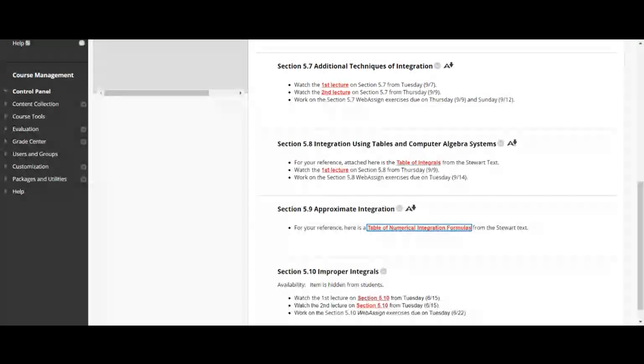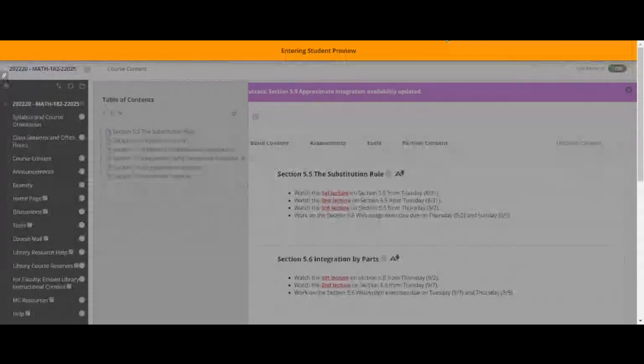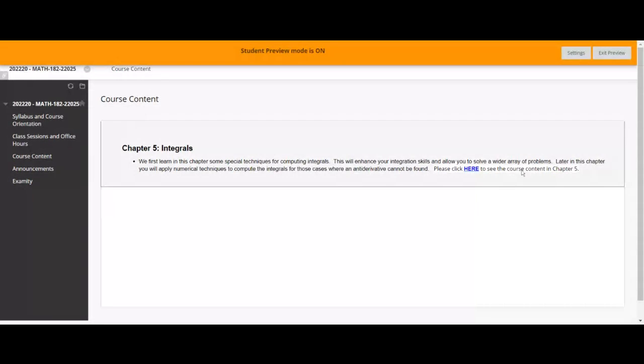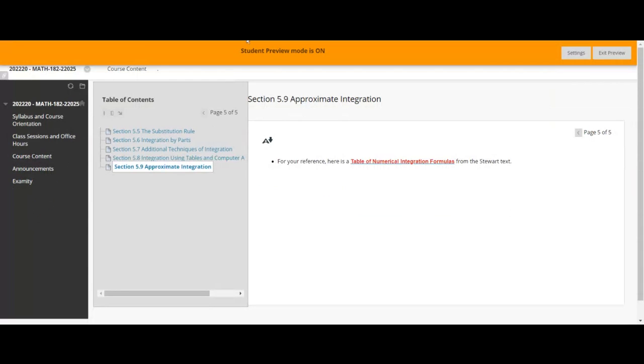Let me get the student view up. If you go into the course content and click on chapter 5, the integrals, there's a section 5.9 under the course content. And there's a link for the table of numerical integrals. If you click on that link, you can get that formula sheet that I made.